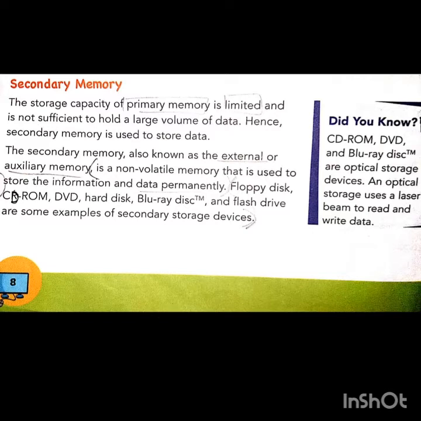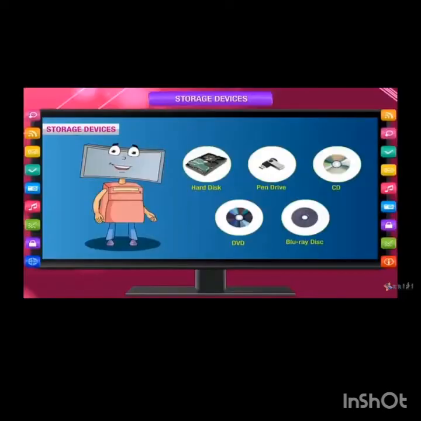The secondary memory, also known as the external or auxiliary memory, is a non-volatile memory that is used to store information and data permanently. So here non-volatile means permanent. We already know that, like in ROM, all the data is stored permanently. In secondary memory also we can store the data permanently. It is also referred to as external or auxiliary memory. Hard disk, pen drive, CD, DVD, Blu-ray disc are all examples of storage devices.